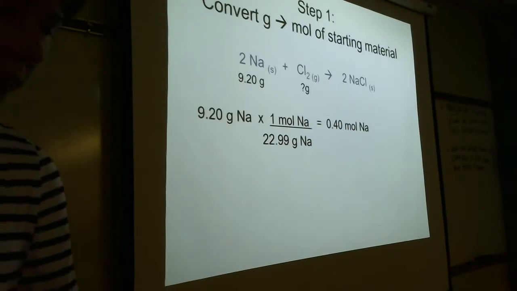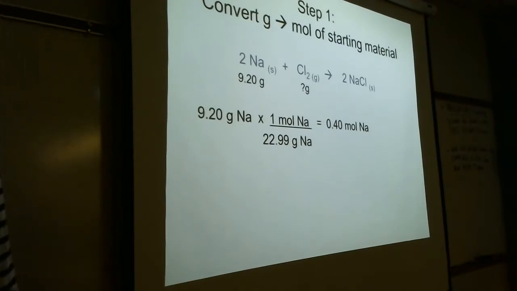Questions on this step? Now let's see, when you divide that out, 9.2 divided by 22.99, it's 0.40017. So if you rounded yours to 0.4, that's fine. If you carried it out to 0.4002, that's fine too, right? There's not a whole lot of rounding to deal with in this problem.